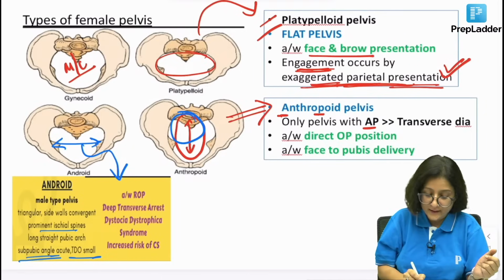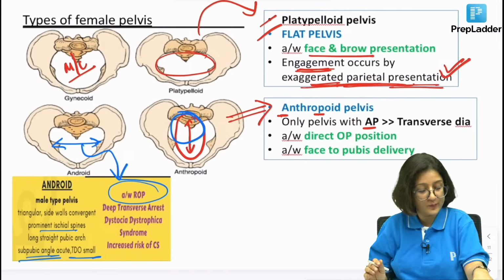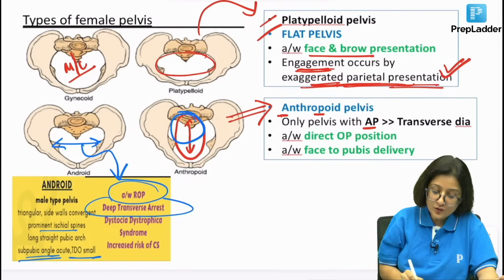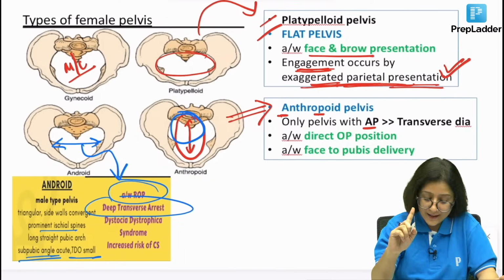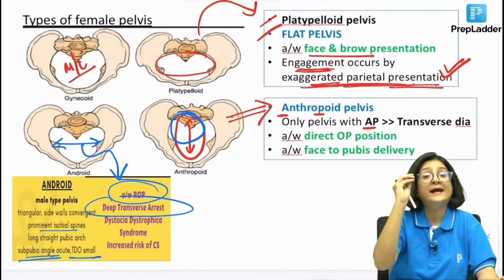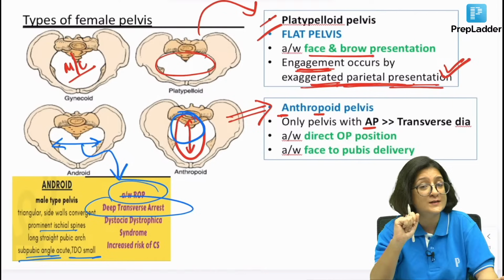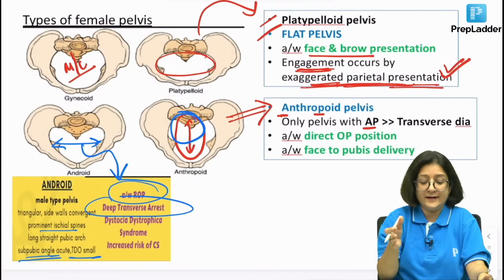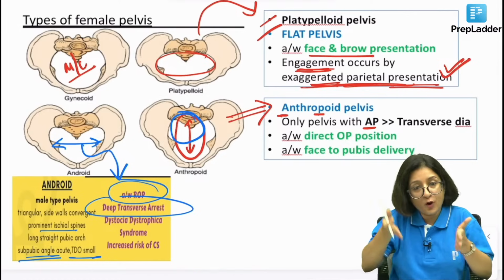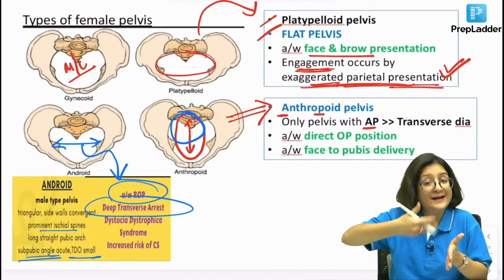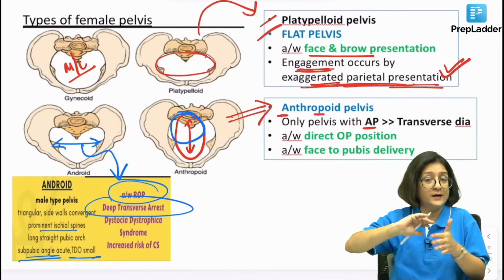Important exam pointers, it is associated with ROP. In fact, it is the most common cause of ROP. It is also associated with deep transverse arrest, right? Because obviously internal rotation, we just discussed, takes place at the level of ischial spines. If the interischial spine diameter is narrow, then the problem that arises is that the head does not rotate, the internal rotation of the occiput does not take place, right?